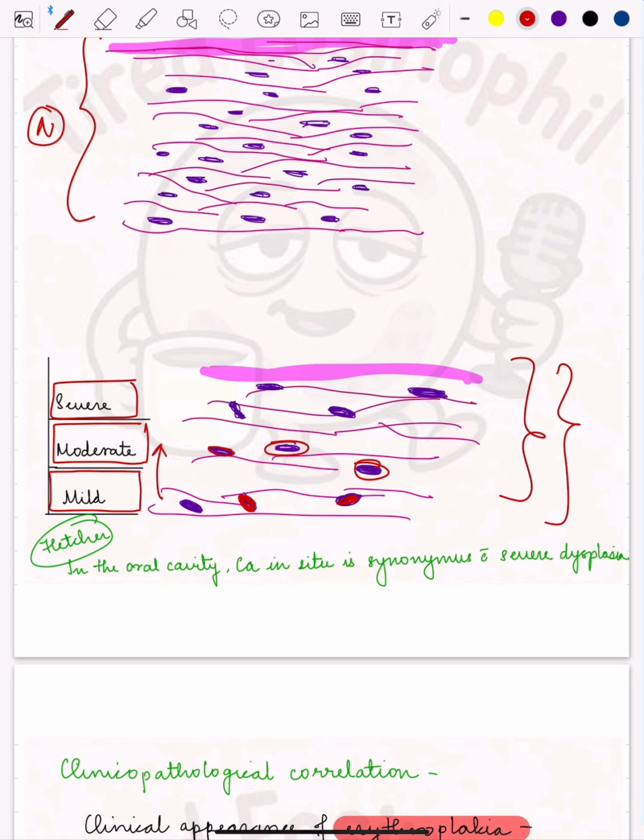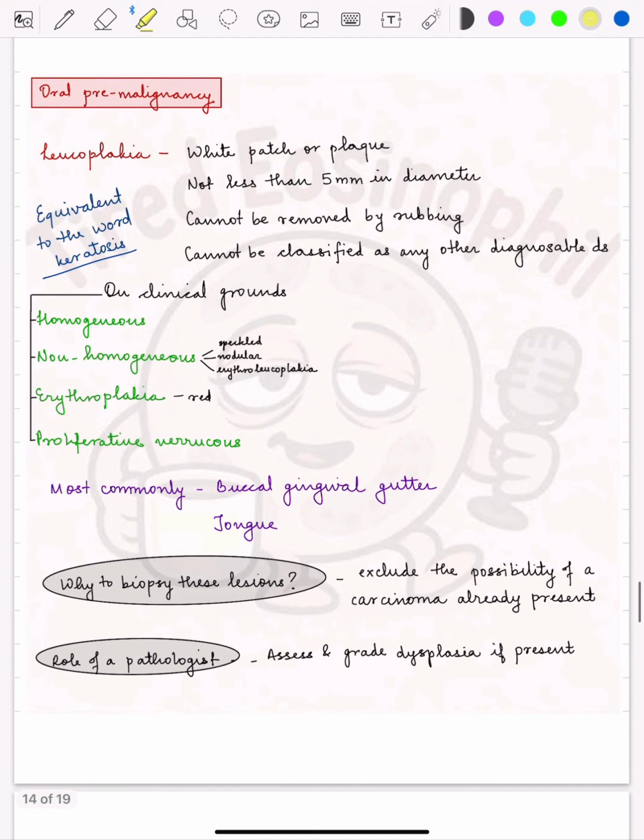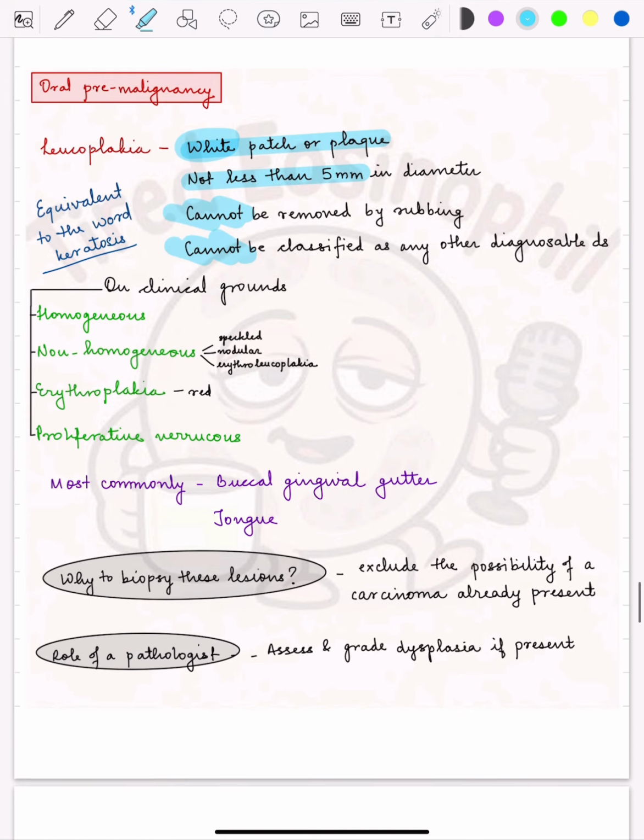Regarding severe dysplasia, the author Fletcher has clearly mentioned that in the oral cavity, the term carcinoma in situ is synonymous with severe dysplasia. Now we'll look at the details of leucoplakia. First we'll see the clinical definition of leucoplakia. It presents as a white patch or plaque which is not less than 5 mm in diameter. Most importantly, it cannot be removed by rubbing and it cannot be classified as any other diagnosable disease.